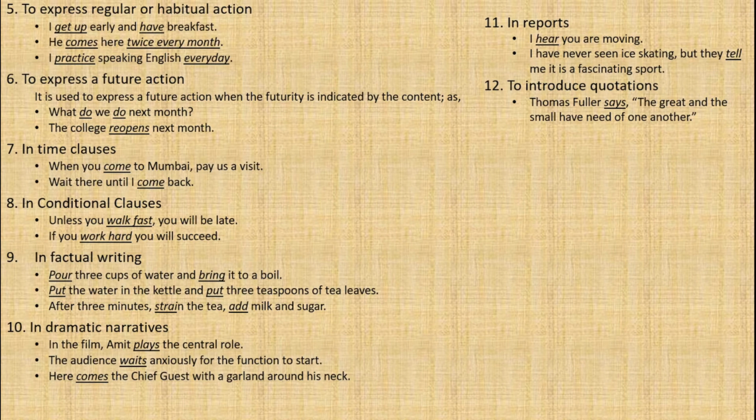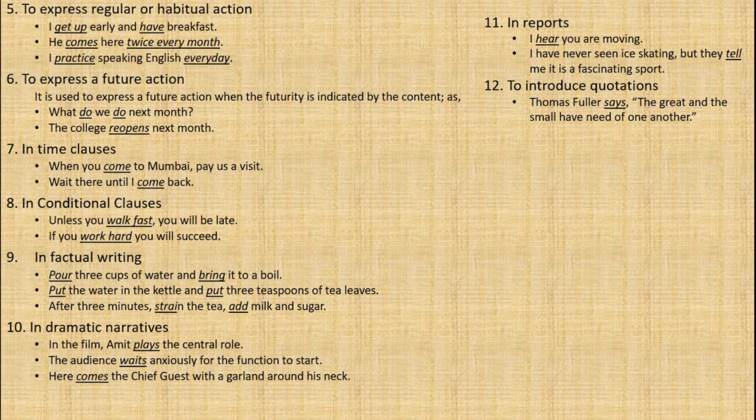We can be more precise about habitual actions by using the simple present with adverbs of frequency such as always, ever, never, occasionally, or with adverbial phrases like every day, twice a month, on Sundays, etc. He comes here twice every month. I practice speaking English every day. So "comes" and "twice every month" become the simple present tense, and "practice" and "every day" become the simple present tense, because we are talking about regular things that we are doing.